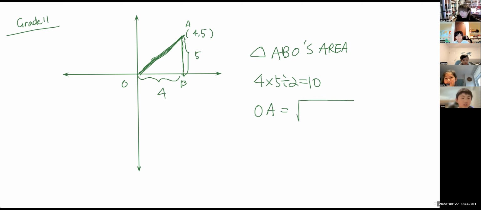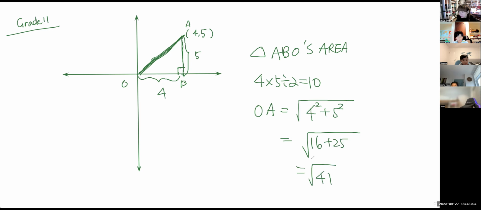Remember, we have learned the Pythagorean theorem, right? Because it's a right triangle, it's 4 squared plus 5 squared equals 16 plus 25, square root, equals square root 41. Correct, everybody? Remember that? Chapter, do you remember that? No, you don't. So it's a squared plus b squared equals c squared.